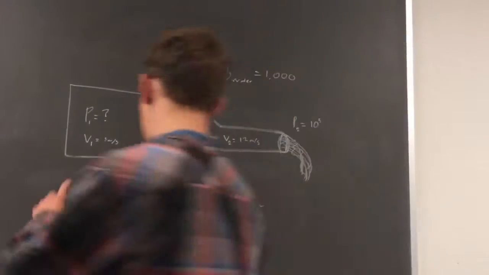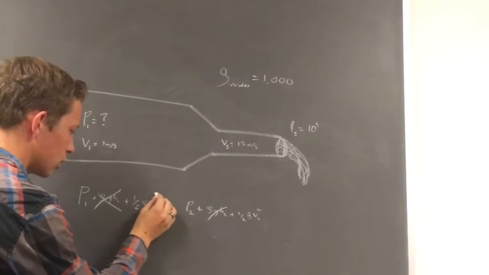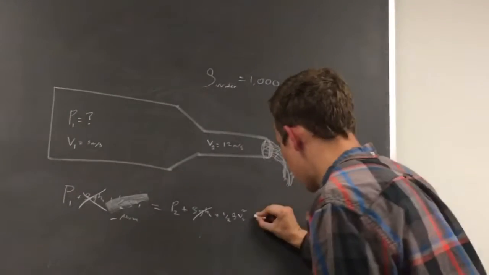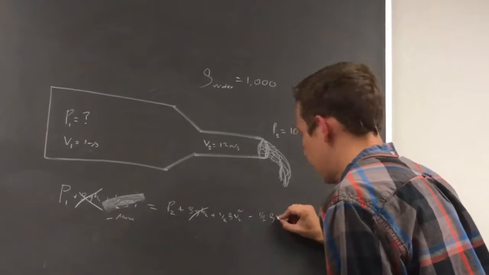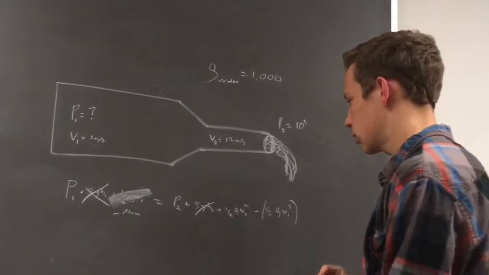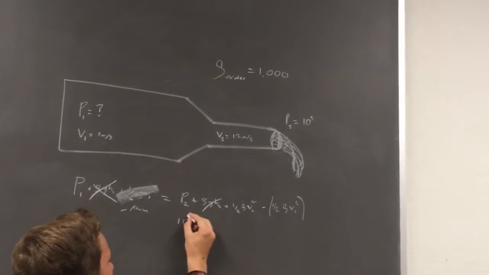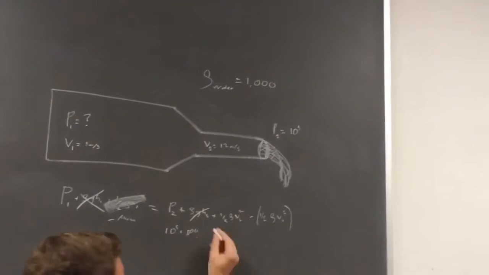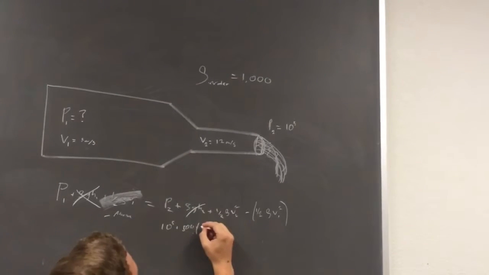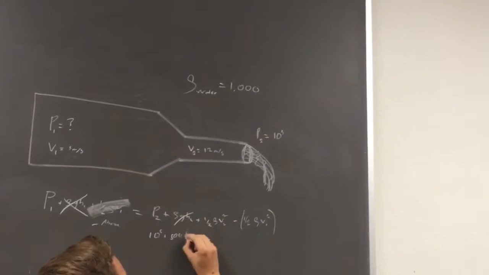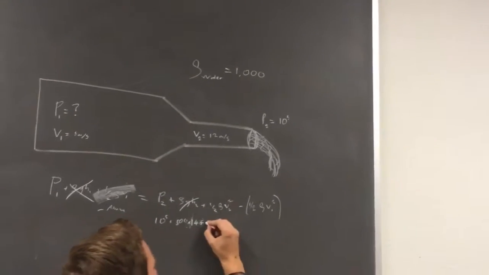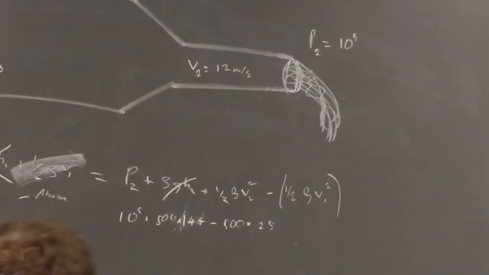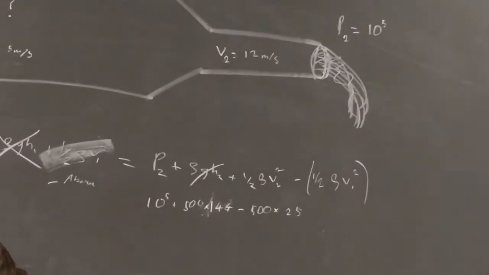The easiest way to solve for P1 is just to get this to the other side. So we can get rid of that because we subtracted by it, and then subtract by 1/2 rho V1 squared, and we'll put that in parentheses. So now we have 10 to the 5th plus 500, because if you include the 1/2 in that, that would be 500, times 12 squared, which would be 144, minus 500 times 25. So now I'll get out my calculator and do some calculations really fast.